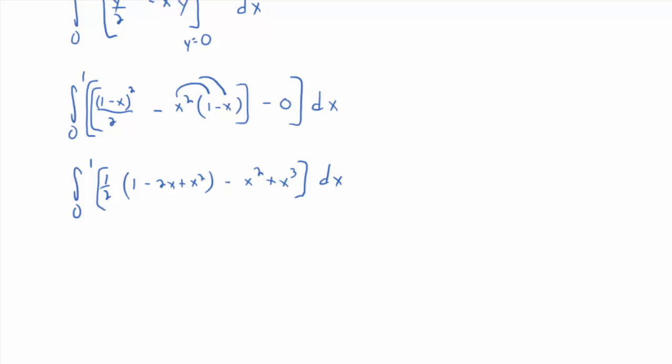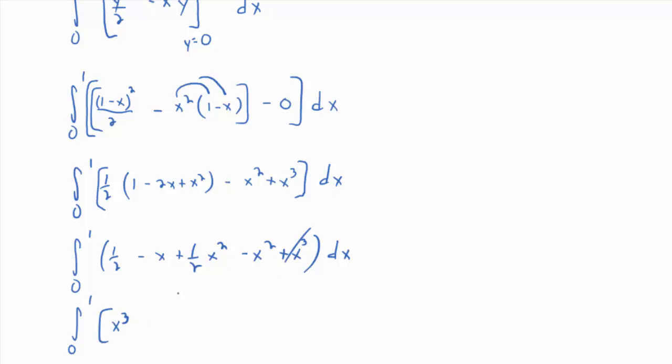Everybody believe that? All right, then let's distribute the 1/2. So 1/2 minus x plus 1/2 x squared. Yeah? Minus x squared plus x cubed, combine like terms. I will put the x cubed in front. Took care of that guy. We've got what? A 1/2 x squared term minus x squared. What does that give us? Minus 1/2 x squared. So took care of these two guys, and then we have a minus x and a plus 1/2.